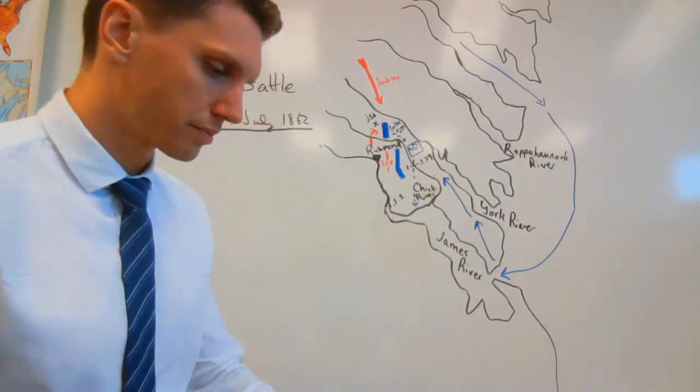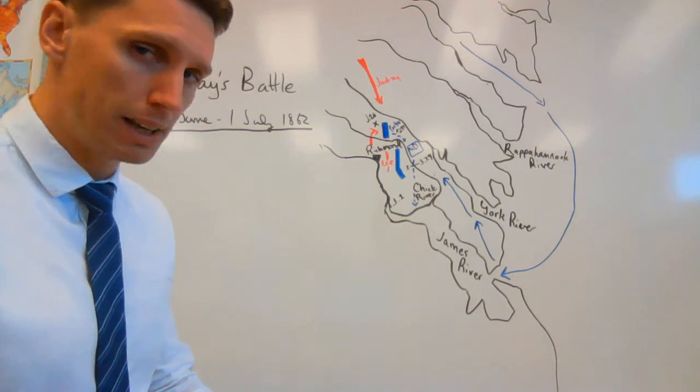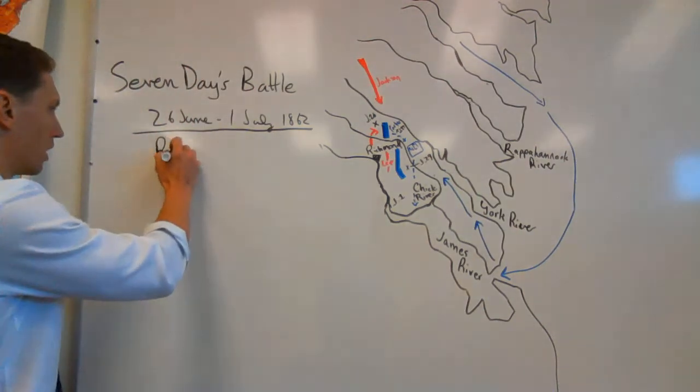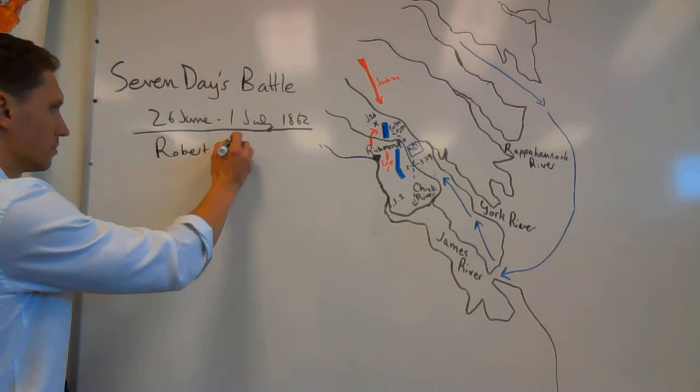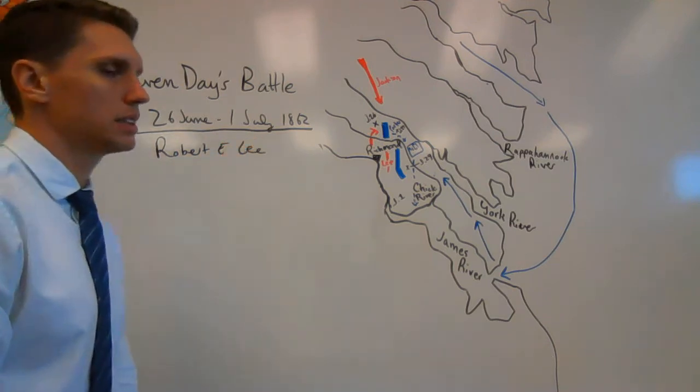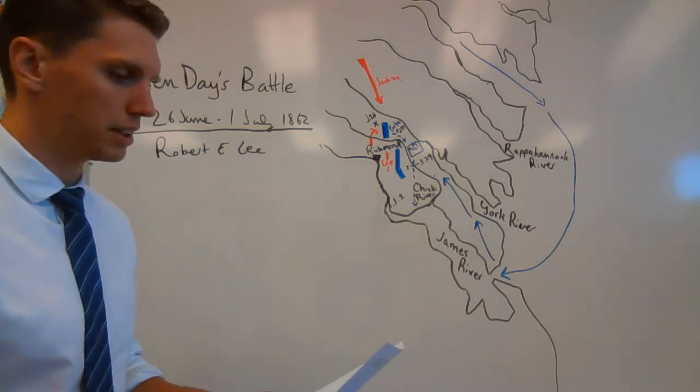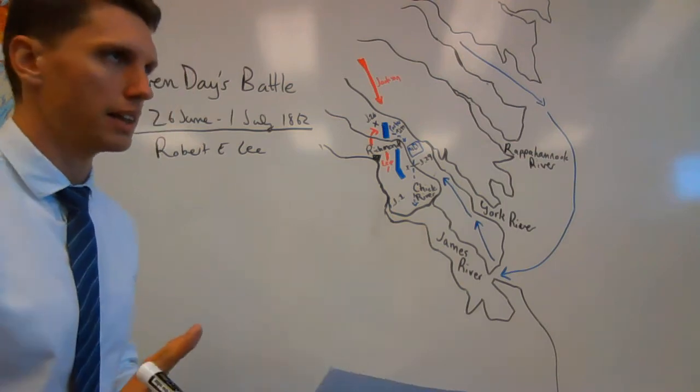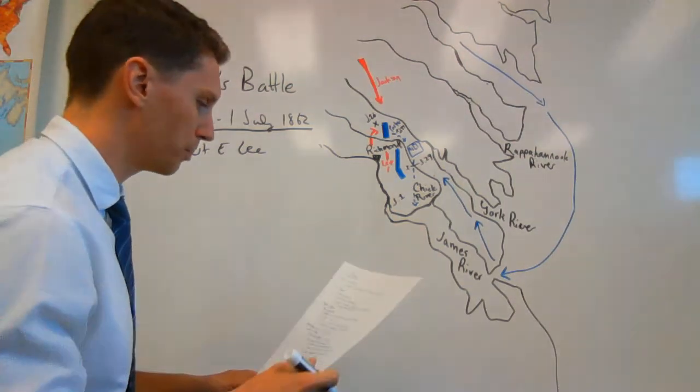Okay, so, all right, so Robert E. Lee becomes commander, and he's going to use this thing called the defensive offensive. I think I've said it three different times now, but I'll put it up there in a minute.